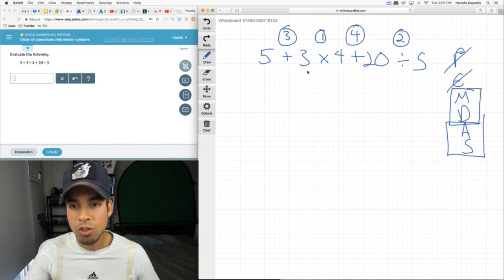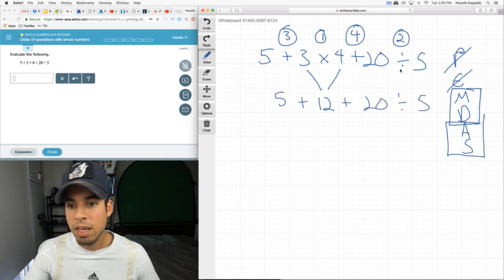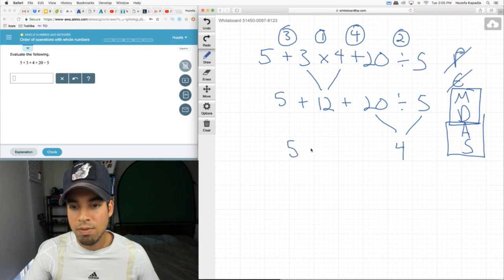So now you watch. First we do 3 times 4, which is 12. So we have 5 plus 12 plus 20 divided by 5. Then since this is our second step, we do this one next. 20 divided by 5 is 4. Now we have 5 plus 12 plus 4.